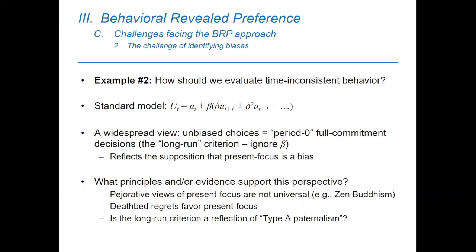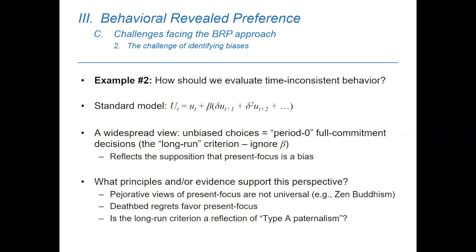But I think we need to stop and ask ourselves what principles and or evidence support that perspective. In the first place, pejorative views of present focus are not universal. To take an example, Zen Buddhism teaches that we all need to learn to live in the moment, which sounds a lot like present focus. Second observation is that deathbed regrets tend to favor present focus. Very few people on their deathbeds say, gee, I really wish that in my life I had been more future focused and that I had spent more time working hard at the office.